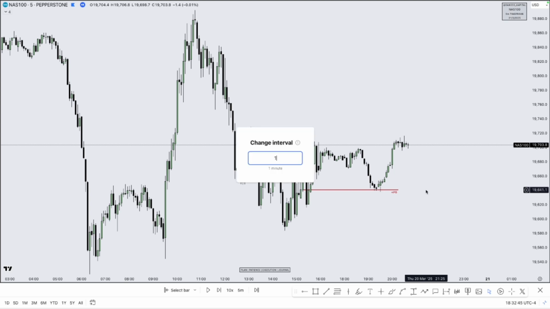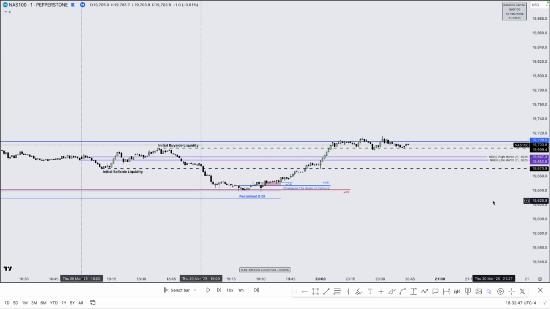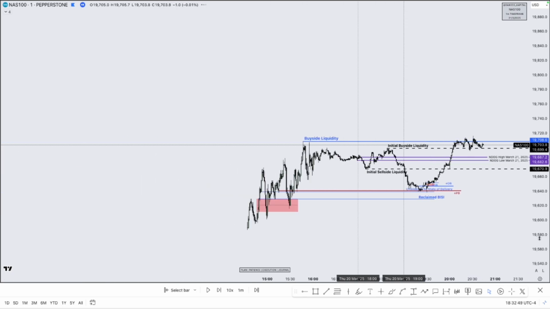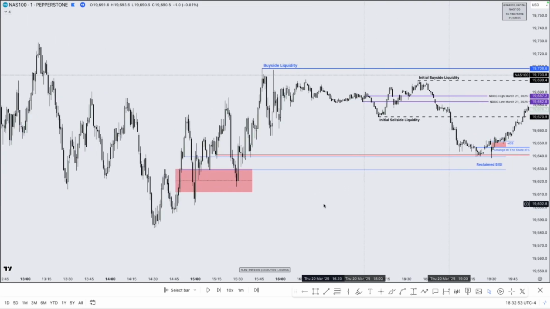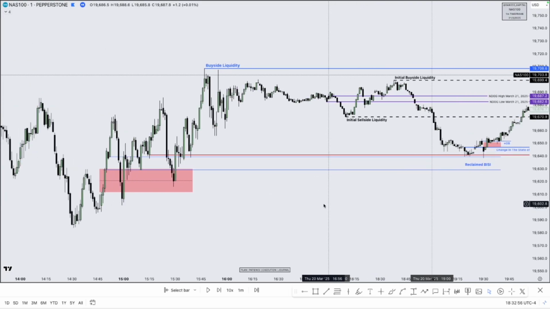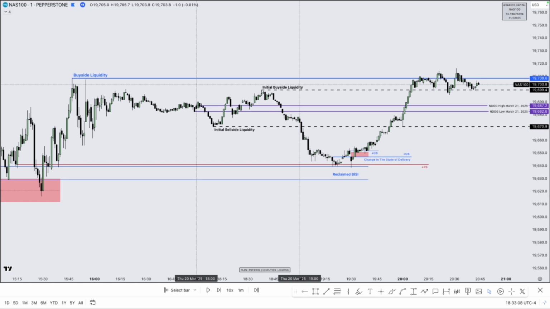All right, so let's go to 1 minute and see what we have right there. So on 1 minute, you can clearly see that we have this reclaimed BC right here, stopped at the CE, and then we pushed higher. We have relative equal highs, and then consolidation going into Asia.